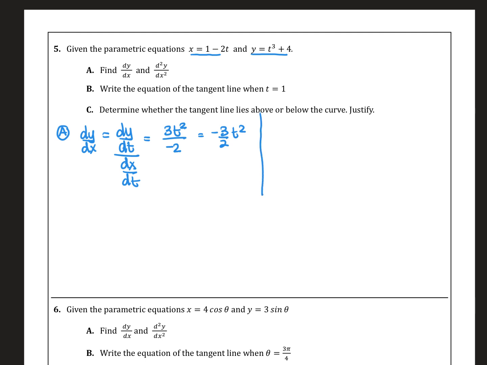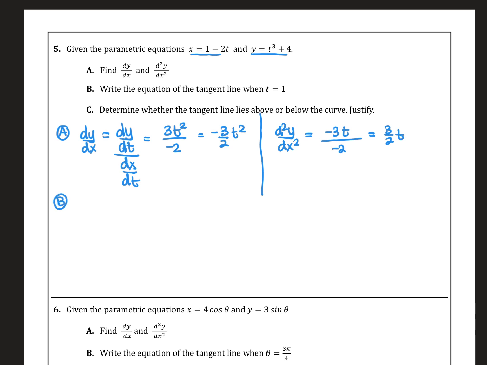And then it wants the second derivative. Remember, for the second derivative, we're going to find the derivative of the first derivative, so negative 3t. Then we're going to divide by dx/dt again, which was negative 2. So our second derivative is 3/2 t.